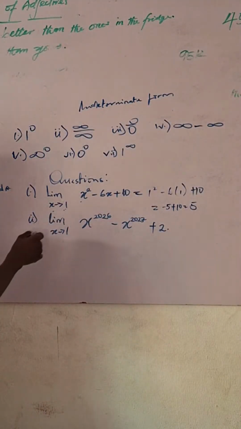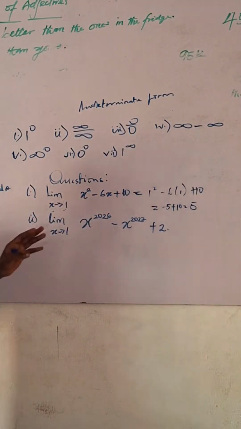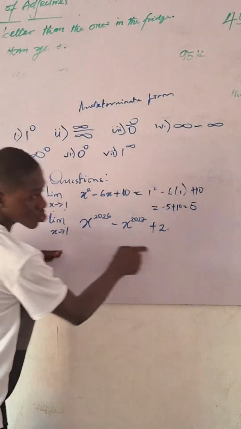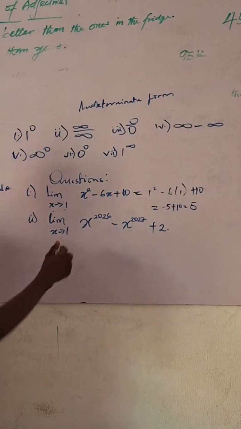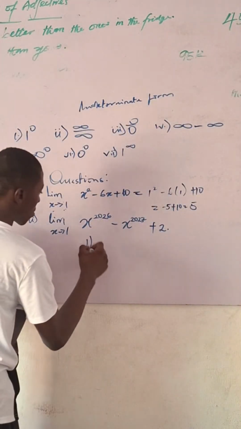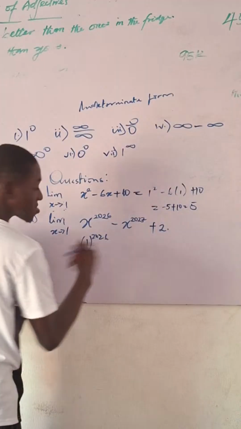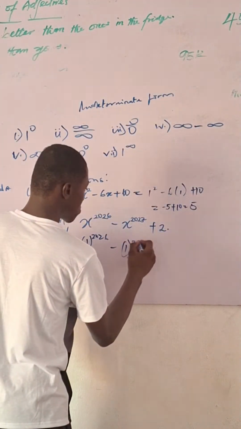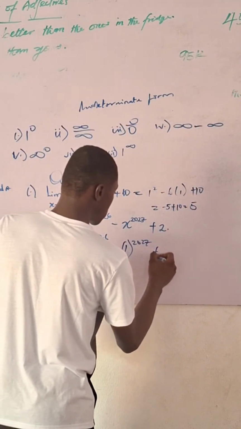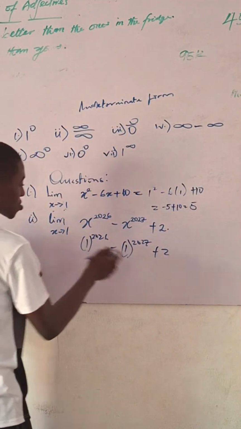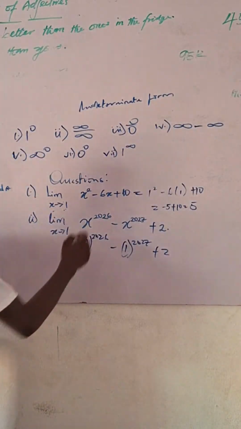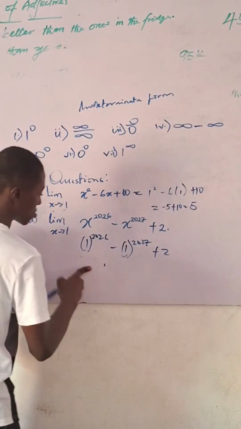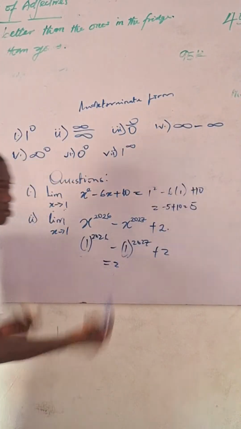So look at it now. Do you understand? Yes, sir. So for this one, what's the first thing you do? Direct substitution. 1 to the power 20 plus 2. This 1 to the power 20 is still 1, minus 1, still 1. So this is 0, and my answer is 2.